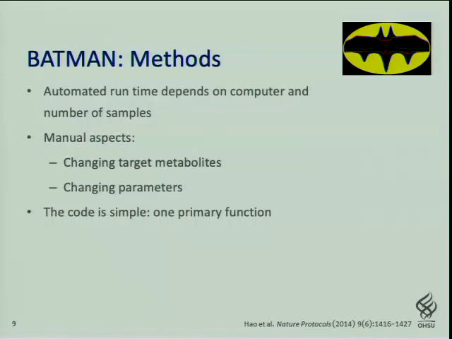Some manual aspects of Batman: while it's very automated, it still requires the user to change the target metabolite list and the parameters manually and outside of the program itself. And then the code itself is very simple. It's one primary function that allows you to quantify, identify, and plot your reconstructed spectrum all in one. So that allows it to be very simple and straightforward.